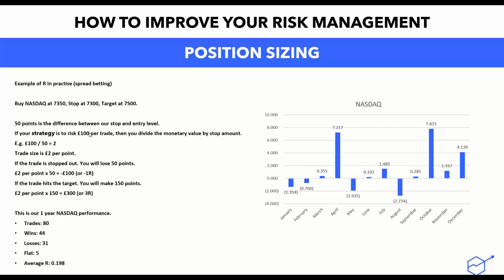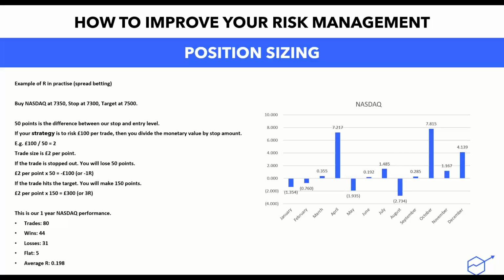Now this is an example of this in practice, and why it's really important, we believe, to adopt this kind of risk management approach. This is talking about the NASDAQ. This was done some time ago when the NASDAQ was at 7,350. The example on the screen is that we placed an idea to buy the NASDAQ at 7,350 with a stop loss at 7,300 and a target at 7,500. So 50 points is the difference between our stop and our entry level.